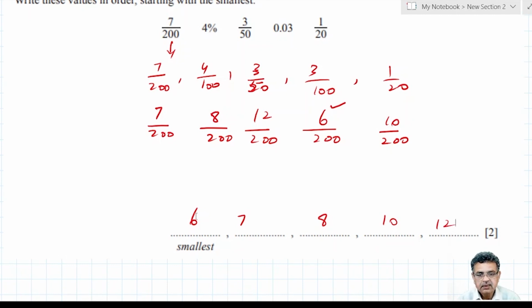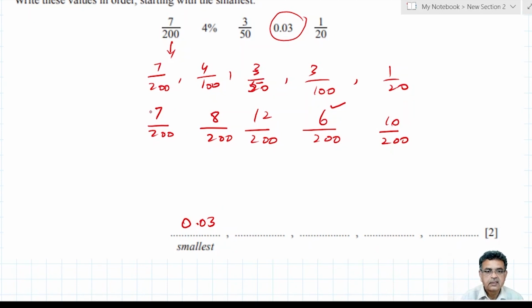Oh, sorry. We won't write these numbers, but their original numbers. These numbers were just to decide. We have to decide by using them, but the actual value we have to write is not these numbers themselves, but the numbers which are given in the question. So 6 over 200 is the equivalent value of 0.03. So this is the smallest.